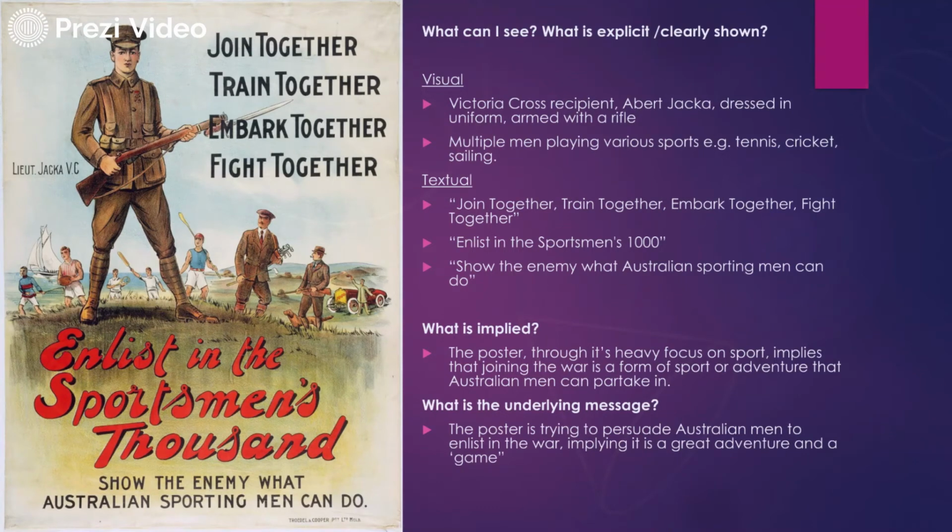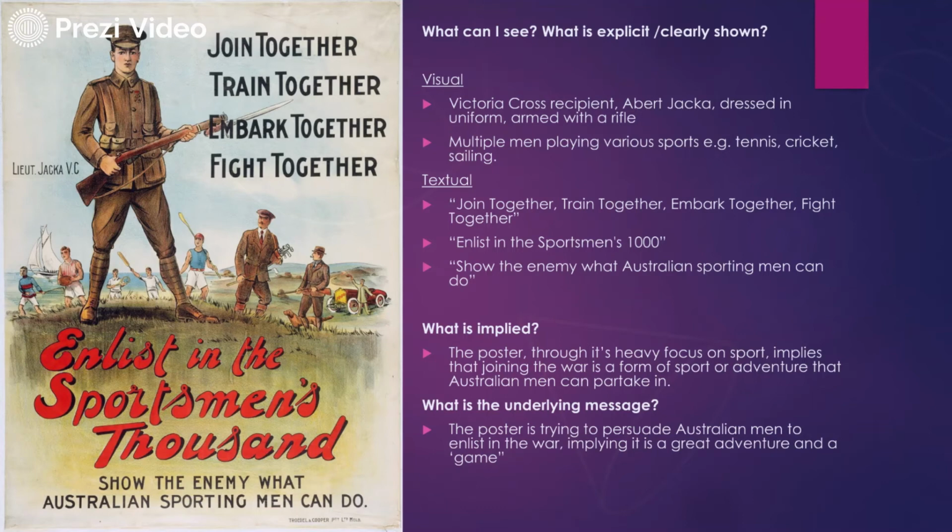So our first example is a relatively explicit propaganda poster. We can see Albert Jacka dressed in uniform and it says "Enlist in the Sportsman's 1000." So the text on the slide, we can see what is explicitly shown. So what is the explicit information? We have our visual and textual information. So we see our Victoria Cross recipient, Albert Jacka, dressed in uniform with rifle, and we see men playing sport in the background.